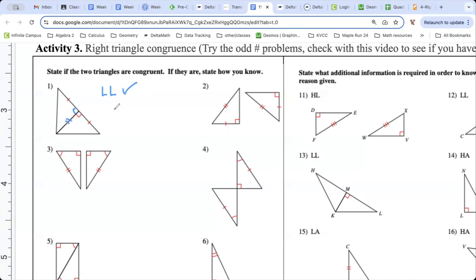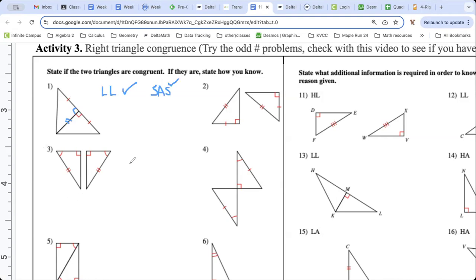If you don't use right triangles, you can see side, angle, side. If you're not looking at right triangles, you will have side, angle, side, and that's also a good criterion. Number one meets that. So those two are congruent.